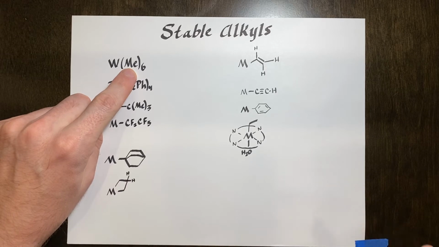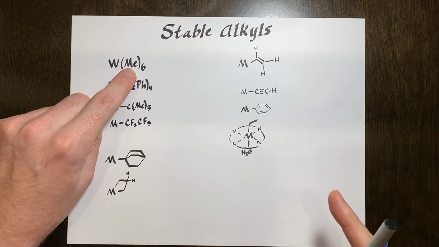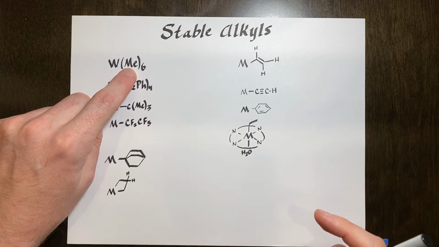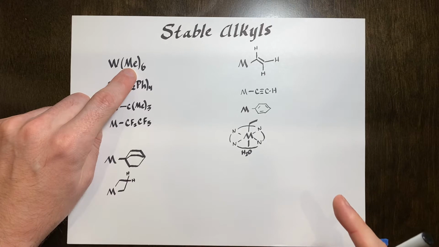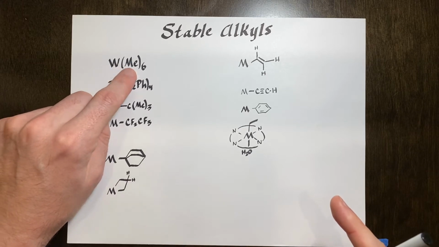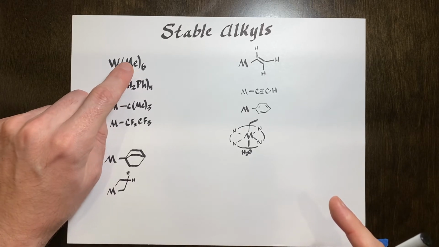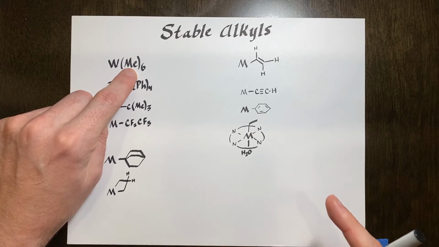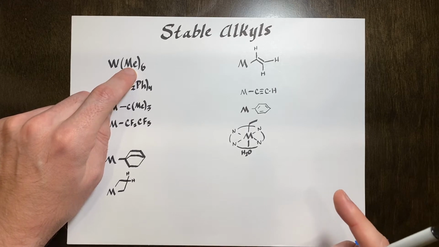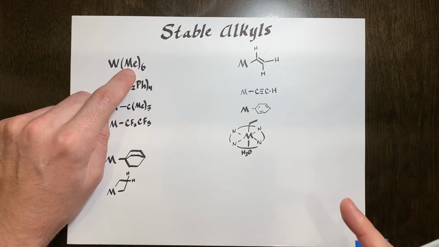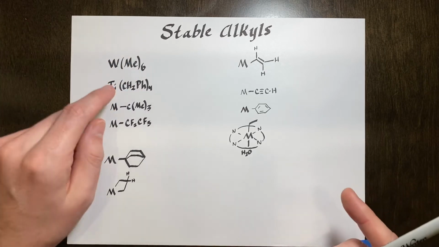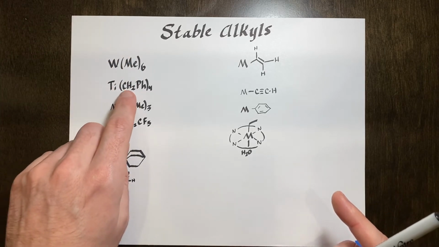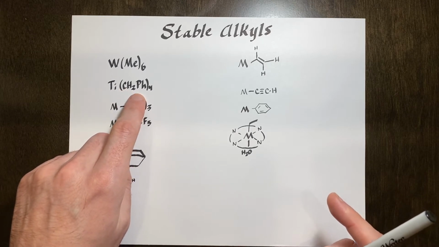Now, remember, the main degradation pathway for a metal alkyl is beta hydride elimination. Now, if we look at this complex, there are only alpha carbons, or alpha hydrogens on it. So, it's not possible to undergo beta hydride elimination because there are no beta hydrogens on it. That's the same case for this titanium complex too.